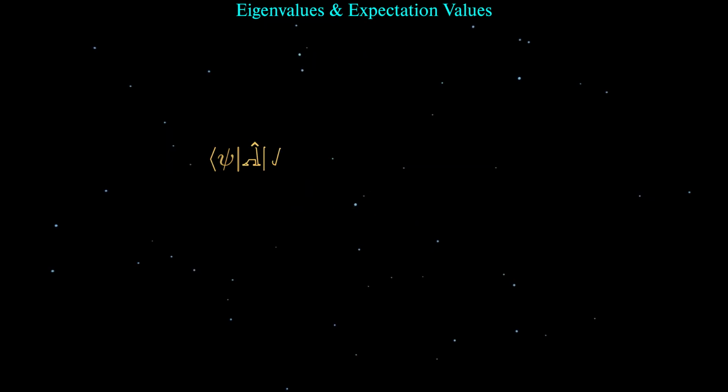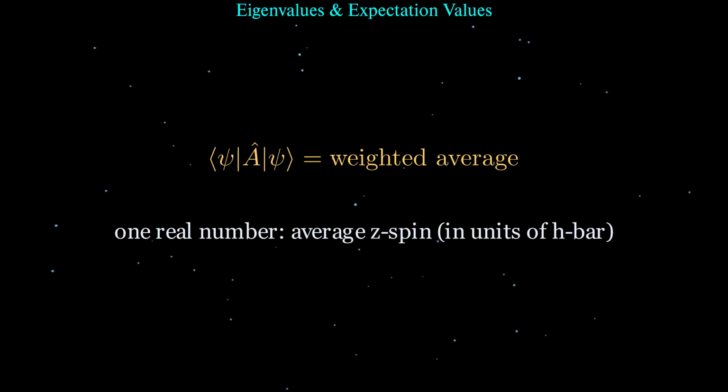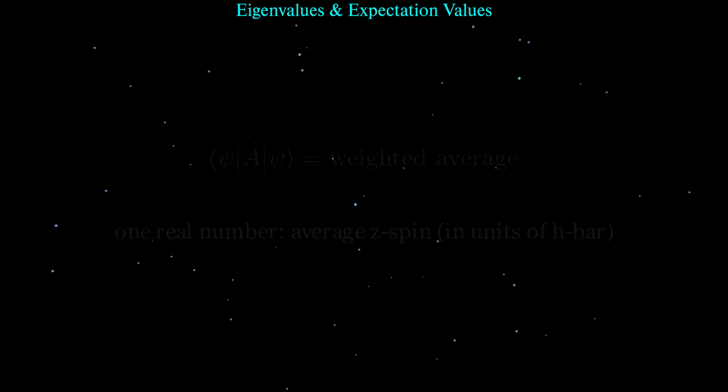So the bra-operator-ket expression is just a really neat way of computing a weighted average. Multiplying all three gives us one number, and in this case, that number is the average z component of spin in units of h bar.